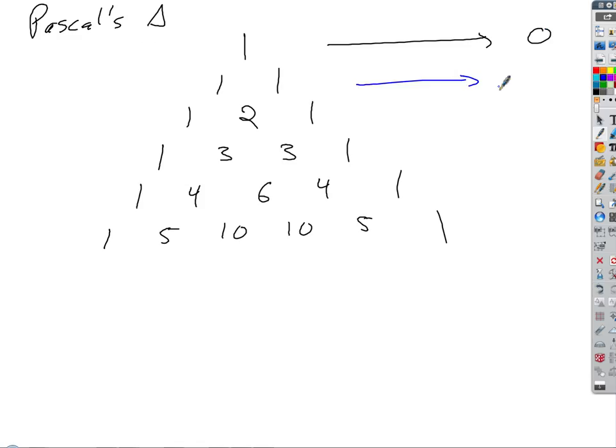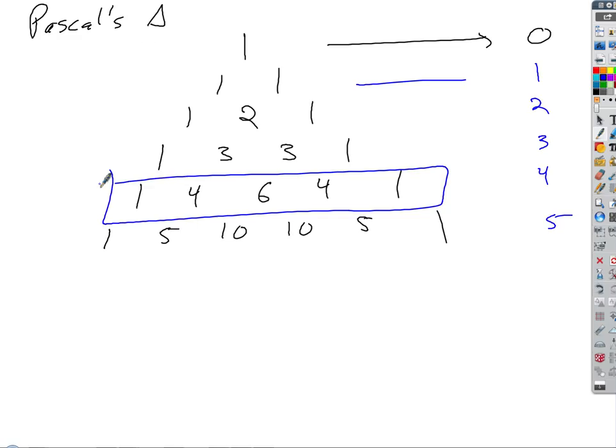This is the first row, second, third, fourth, etc. Okay? Oops. Second should be there. Kind of got those off a little bit, didn't I? 1, 2, 3, 4, 5. So if we're doing, let's say, a plus b to the fourth, this is the row that we're going to use. Okay? So then what's that tell us?